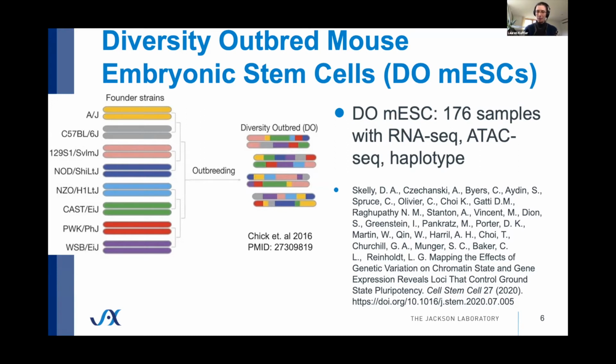These mouse embryonic stem cells derived from the DO population were grown in a one inhibitor medium that exposes a number of cell phenotypes not normally seen in stem cell culture. And we have bulk RNA-seq, ATAC-seq, and haplotypes for 176 of these samples. And these data have already been used for eQTL analysis to identify regulatory SNPs that could alter cell colony morphology. So that's with these people here.